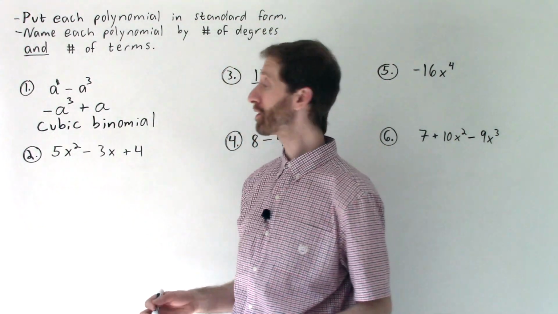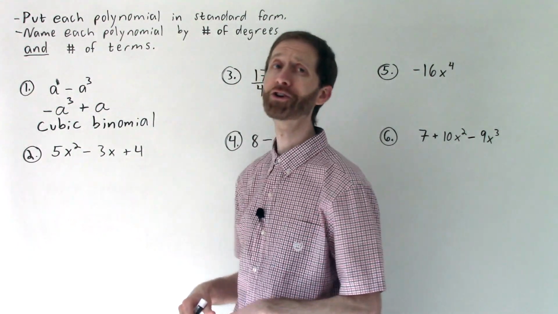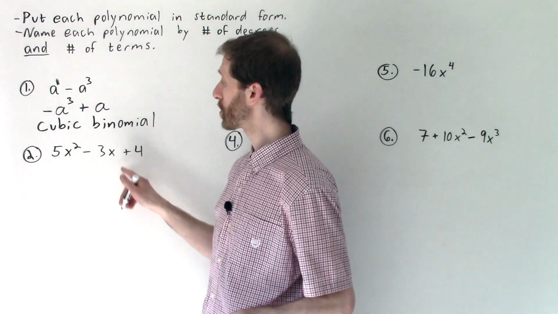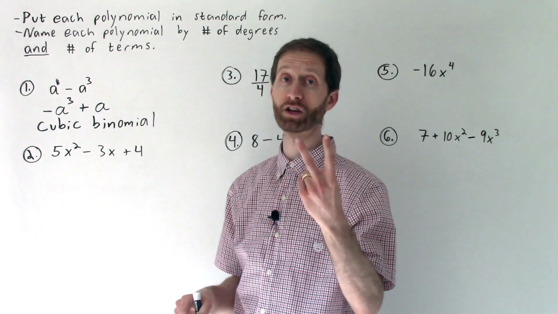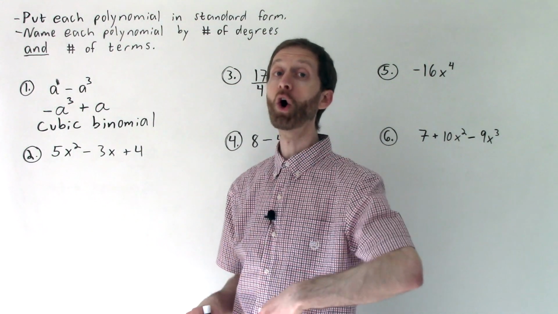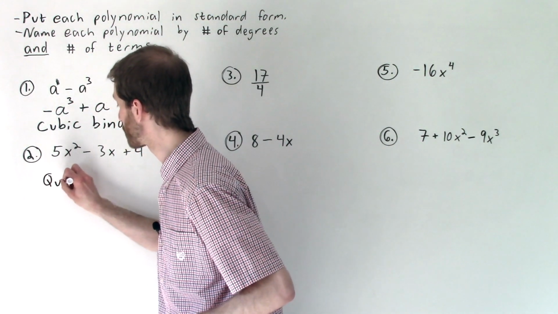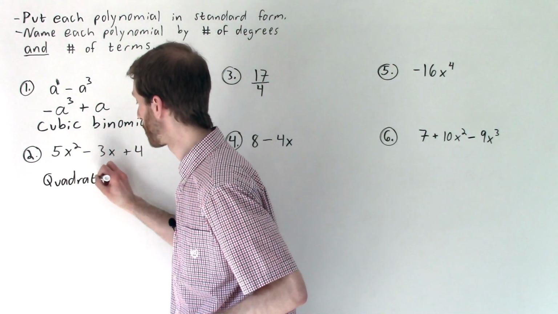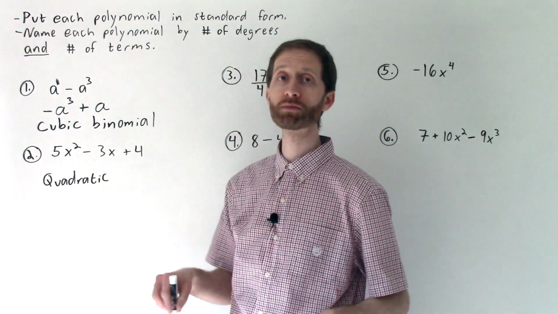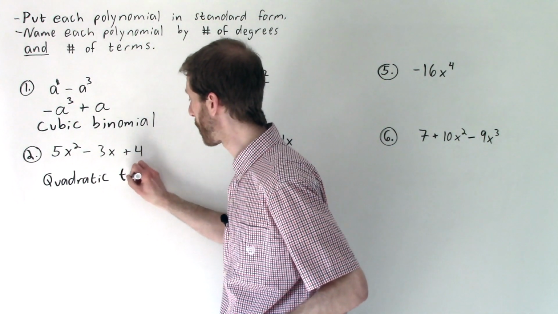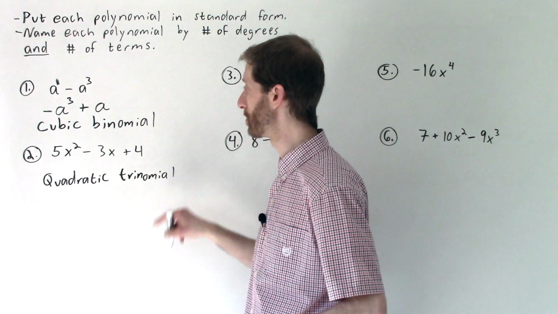Nice. On to number 2. It's already in standard form. We went from highest power down to lowest, so no rearrangement necessary. Sweet. So how many terms are there and what's the degree? Well, the highest degree monomial is the second degree. So you could call it a second degree or a quadratic. Either one works. And how many terms are there? 1, 2, 3 terms, trinomial. So quadratic, 3 terms, trinomial, or 3 monomials.